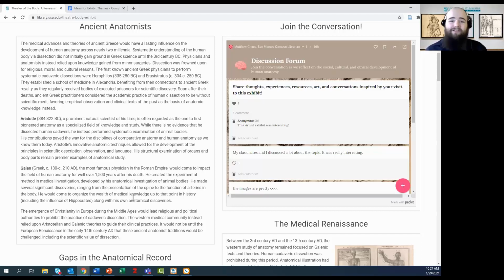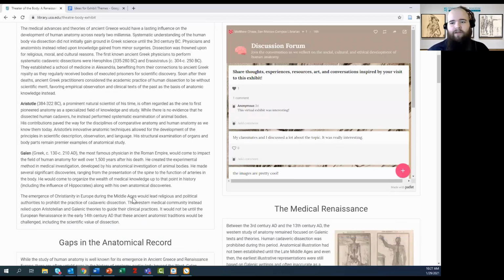Of human dissections. They would actually really just depend on animal dissections. It was mainly due to cultural and religious beliefs that human dissection was largely prohibited. And that really continued on until the 14th century AD, at least in terms of European development.